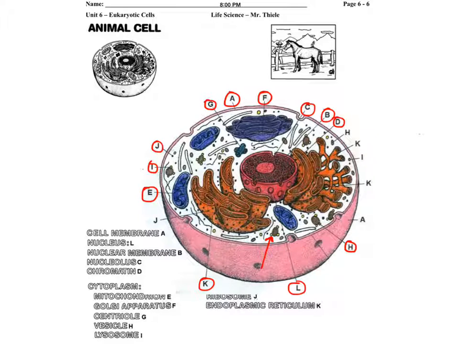And you can see that I just circled the letter K that leads to rough endoplasmic reticulum with attached ribosomes. Over here on the upper right side, this letter K right here is labeling smooth endoplasmic reticulum, which does not have attached ribosomes. All right, that's it for our animal cell. Now we'll go on to the last page of our notes, page 6-7.